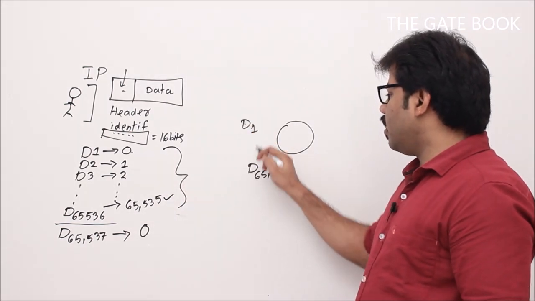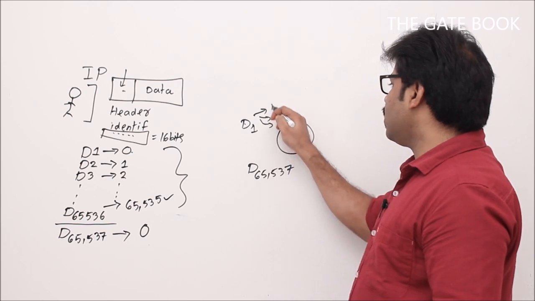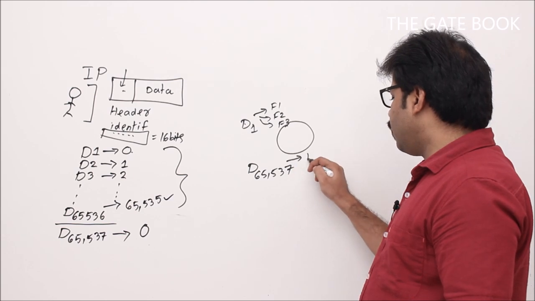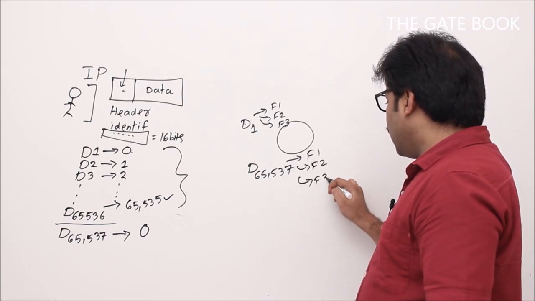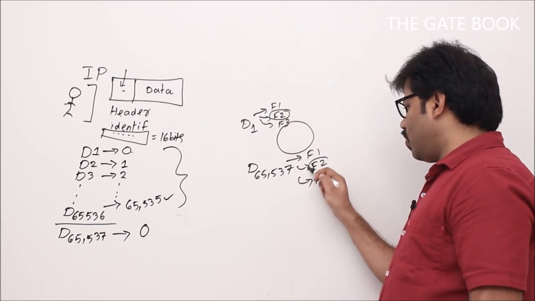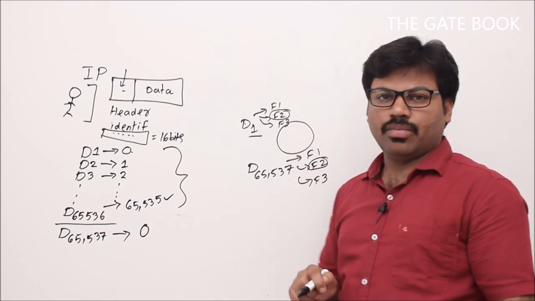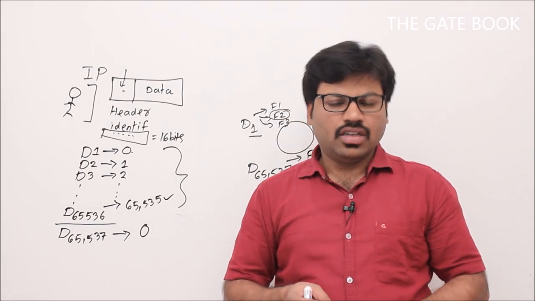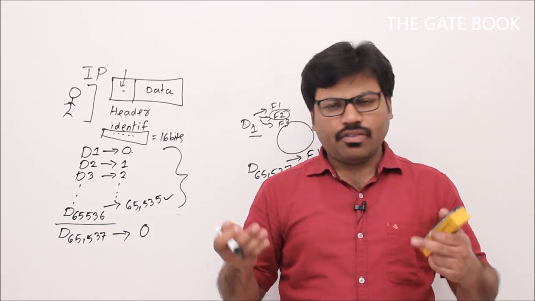Since the identification number is the same, now this D1 is divided into 3 fragments, F1, F2, F3, and this D65,537 is also divided into 3 fragments. Then there is a chance that the receiver might get confused between this F2 and this F2, isn't it? Because the identification numbers are the same. How can these two be differentiated? They have the same structure, correct? Same source IP address, same destination IP address, right? Same protocol, everything is the same.